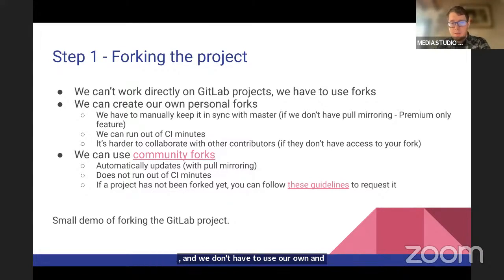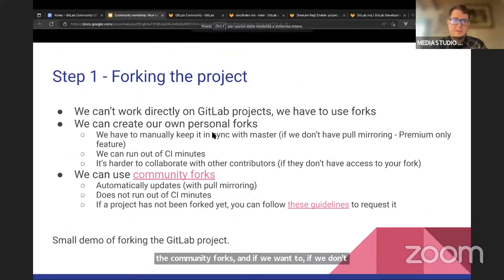And since everyone that asks access to that community fork can contribute to that fork, we can work together with other contributors without many problems, because we all have access to those branches and code, etc. So let me show you very quickly how to access the community forks, and if we don't want to use community forks, how to create our own fork.